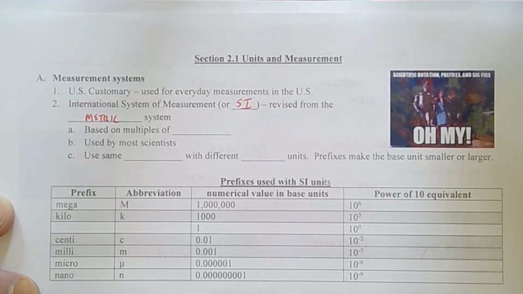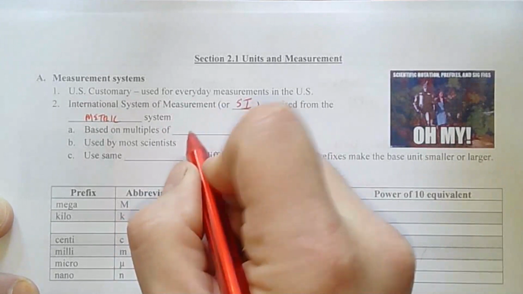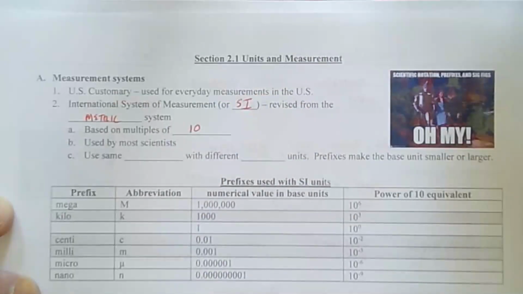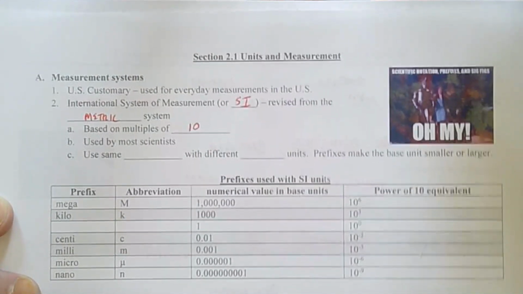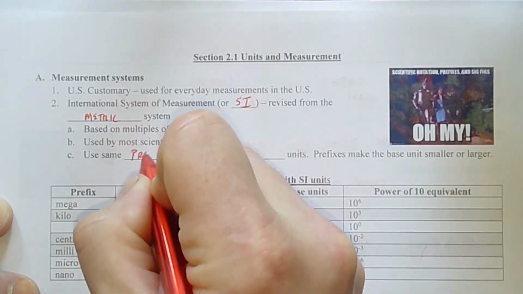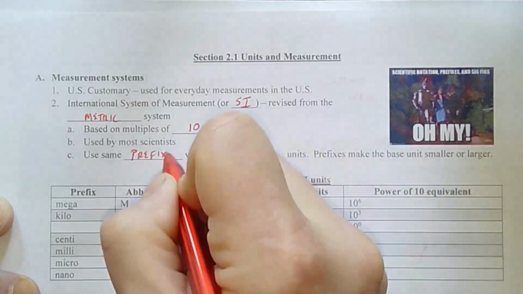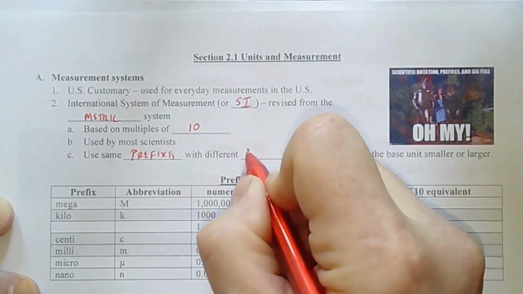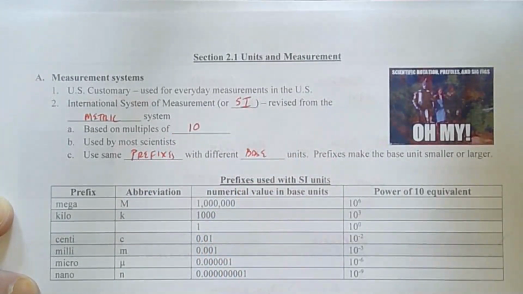But the metric system is fairly straightforward. Based on multiples of 10, it's pretty much used, even in this country, by most scientists and engineers. And what's nice about it is that it uses the same prefixes with different base units. So the prefixes just make the base unit smaller or larger.